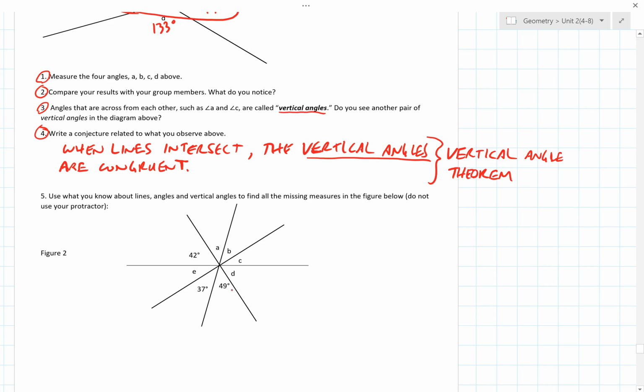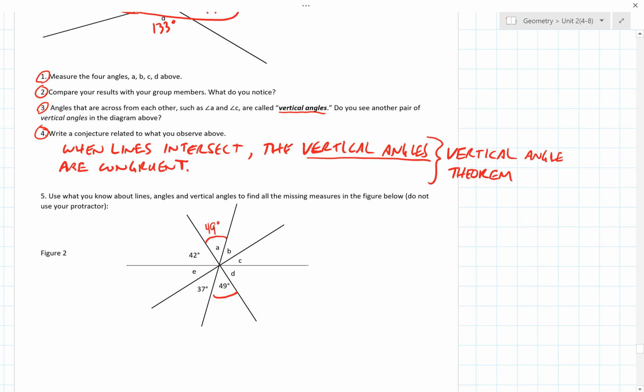Okay, so as an example, I can find angle A because angle A and this angle down here are vertical angles. They are across from each other. They're formed by the same two lines, and they share a vertex. As we set up here, the vertical angle theorem says vertical angles are congruent. So if that's a 49-degree angle, I know that that's a 49-degree angle.